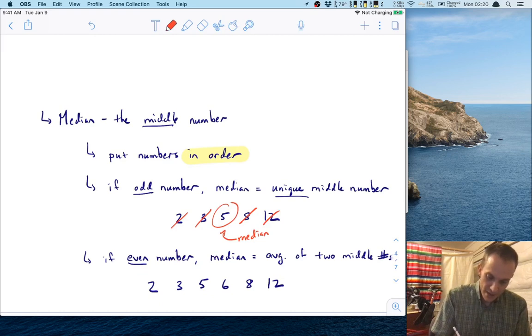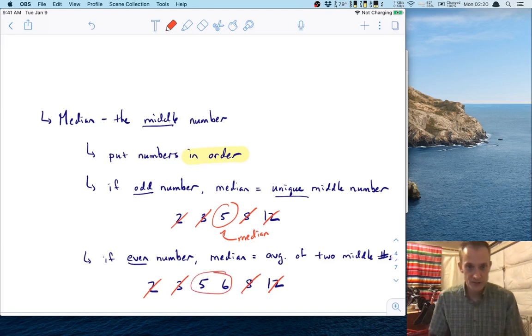Now let's do that same thing. Let's start crossing off the ends. So cross off the 2 and the 12, and then the 3 and the 8. And now you'll notice that I have 2 numbers left in the middle. So what is the median here? Well, I can no longer say it's the middle number because I have 2. So the solution is we take the average of the 2 middle numbers.